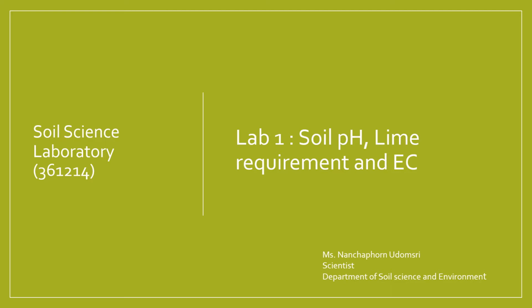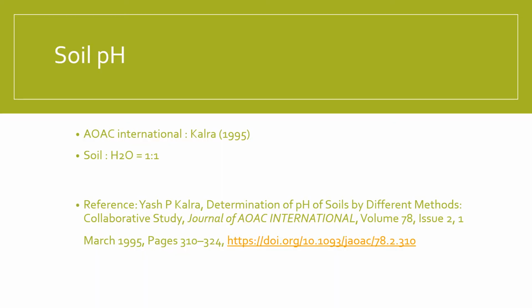For the first lab, we will start with the basic soil analysis, that is soil pH, lime requirement and electrical conductivity. So let's start. The most important chemical property of soil as a medium for plant growth is the pH value. Most micronutrients can dissolve in the soil solution at neutral pH, but if the soil is acidic, some micronutrients will dissolve more in the soil solution and be toxic to plants. If the soil is more alkaline, some micronutrients will precipitate and not be available.